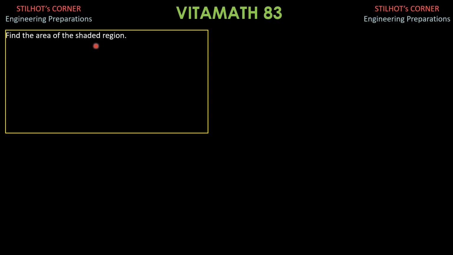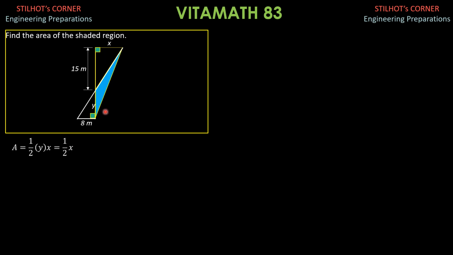So find the area of the shaded region. This is the shaded region and these are the givens. We have two right triangles, and because these are transversal angles, they are equal. So we have similar triangles here. In order for us to analyze this well, let's call that x and this distance y. And let's rotate the figure. Area is 1/2 of x times y, or 1/2 of xy. So x is to 15 as 8 is to y, from these two similar triangles.